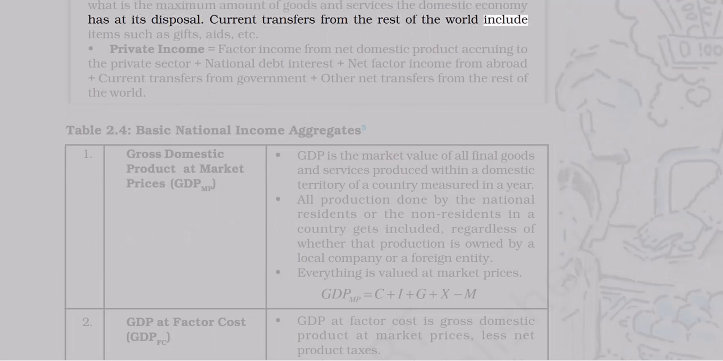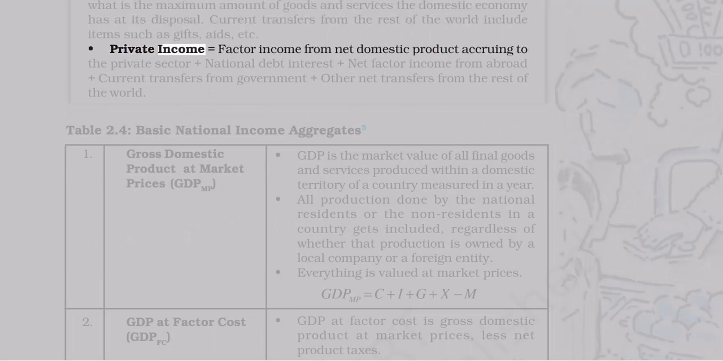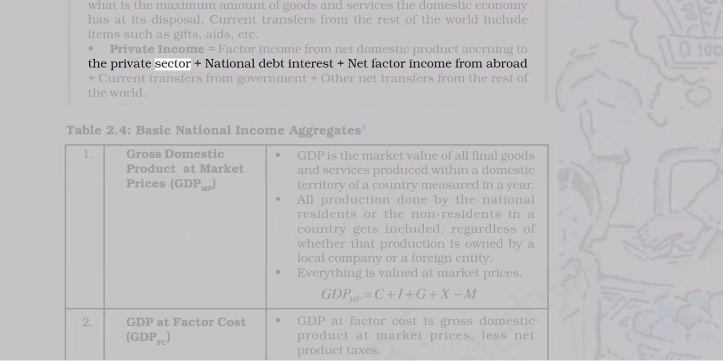Current transfers from the rest of the world include items such as gifts, aids, etc. Private income equals factor income from net domestic product accruing to the private sector plus national debt interest plus net factor income from abroad plus current transfers from government plus other net transfers from the rest of the world.